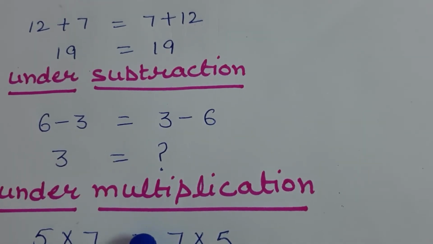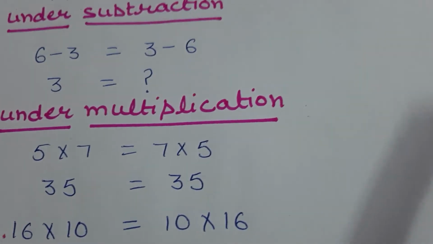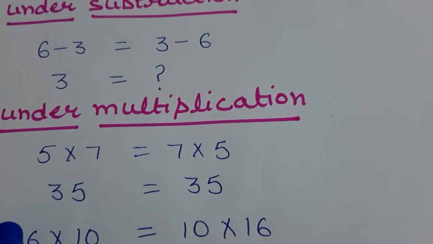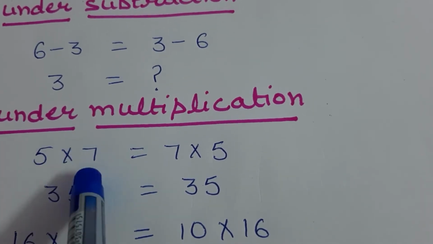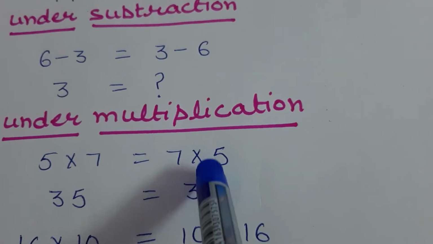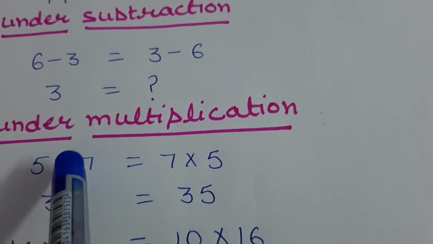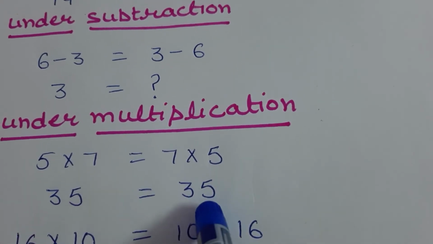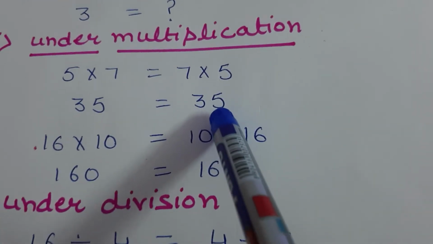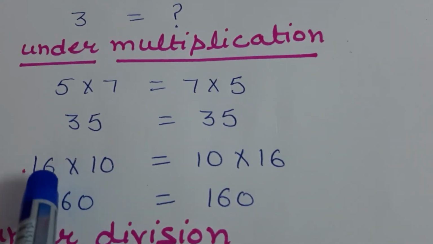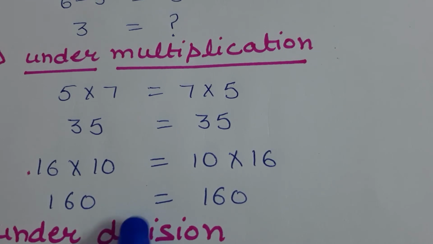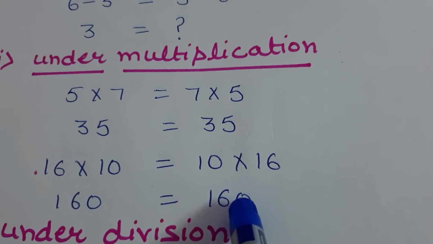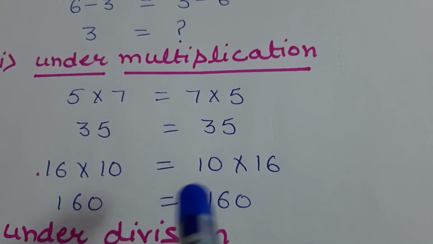Now we will move to the next operation, multiplication. Here I am taking 5 and 7 as whole numbers. 5 multiply 7 and 7 multiply 5. So 5 sevens are 35, 7 fives are 35. Both sides are equal. You can prove it by taking another example: 16 into 10 is 160, and 10 into 16 is also 160. So in both cases it is true.